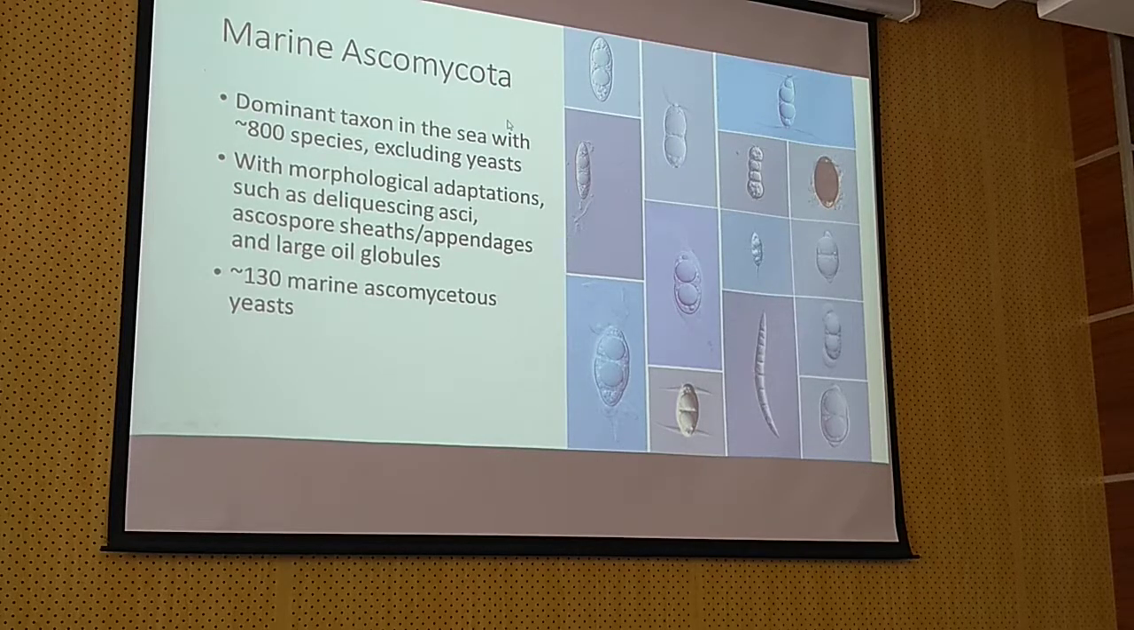Okay, and we know that there are quite a number of morphological adaptations through evolution, such as the spores. When you look at the spores of this marine or aquatic fungi compared with terrestrial fungi, they normally have large oil globules, which help them to float in the water, and also they have appendages to help them to attach to substrata in the sea. Okay.